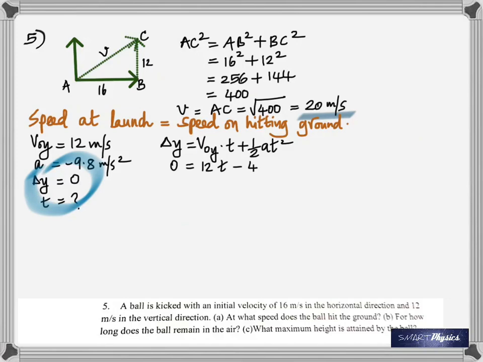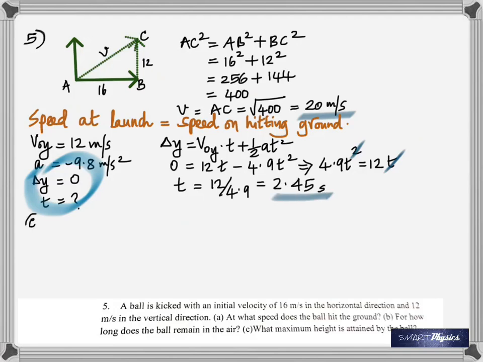Use this equation. Carefully switch sides, cancel out 1t from each side, and so time is 12 divided by 4.9, 2.45 seconds. In the C part, you have to find the maximum height.